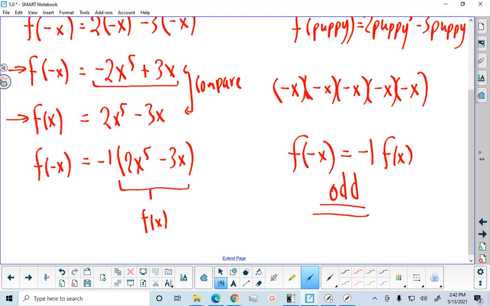Does that first example make sense? A bad question for me to ask. Does anybody have any questions with that first example?